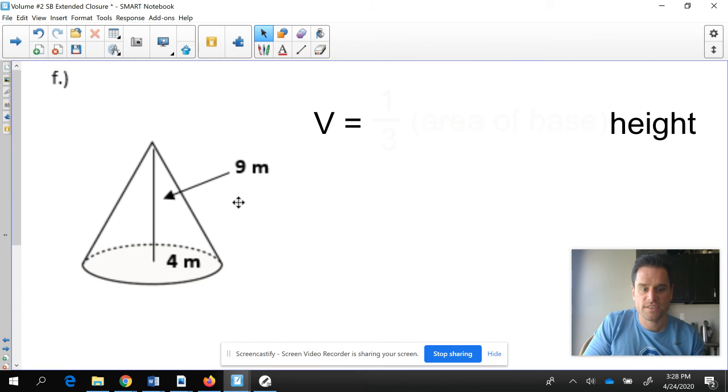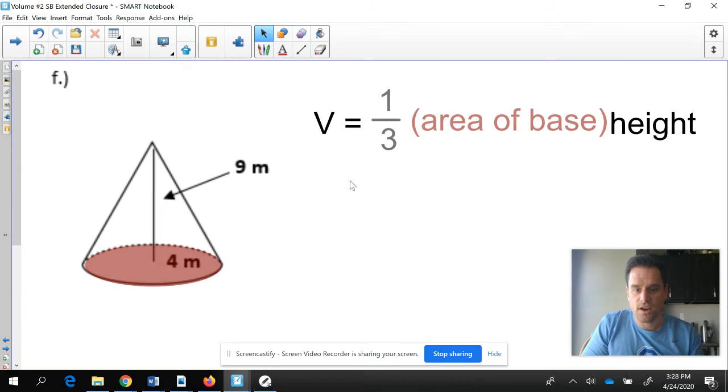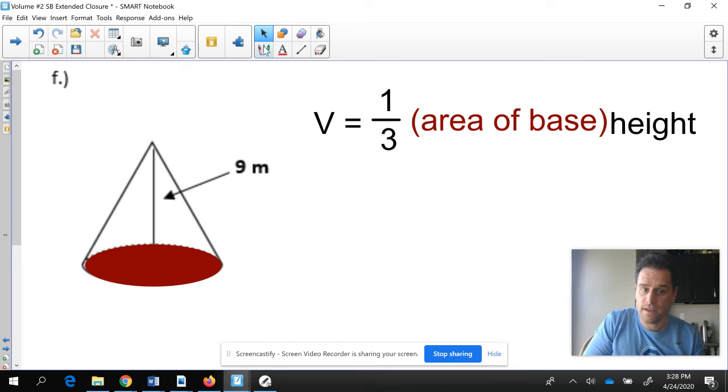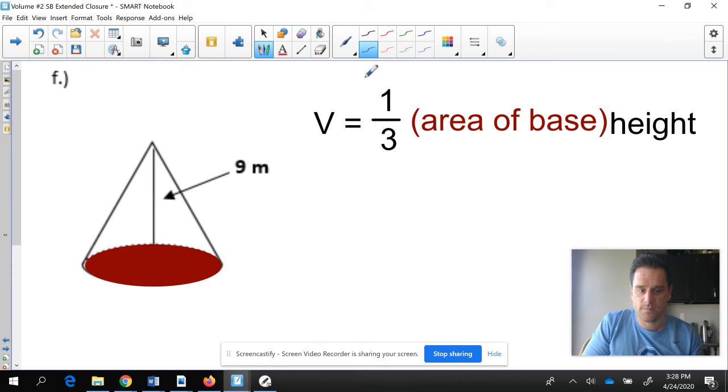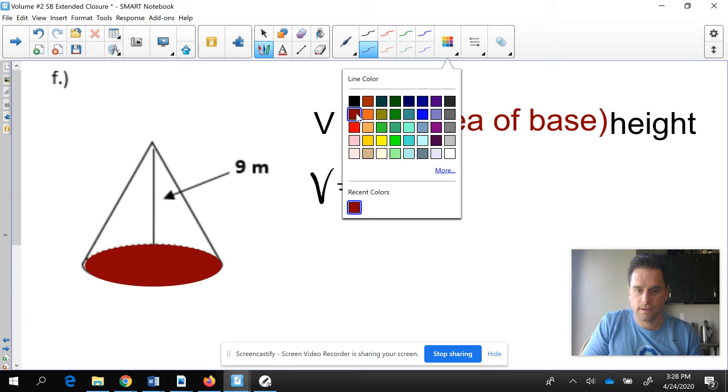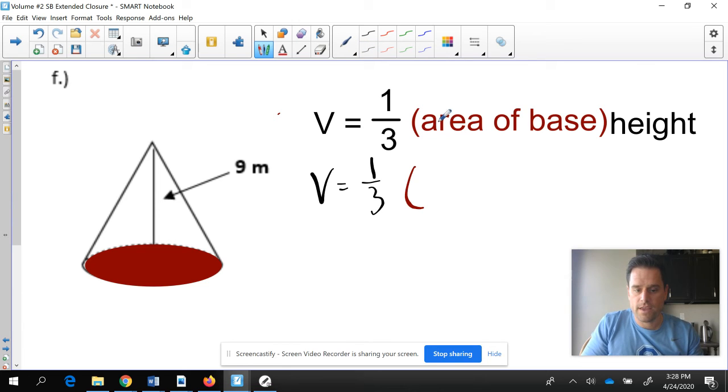So take a look here. It looks the exact same, right? The height is 9. The radius is 4. But you guys know that the formula for any pyramid is 1/3 area of the base times height. So we start by saying this is V equals 1/3. The area of the base is a circle. See, that's a circle there. So the circle is going to be pi r squared times the height, which is 9.